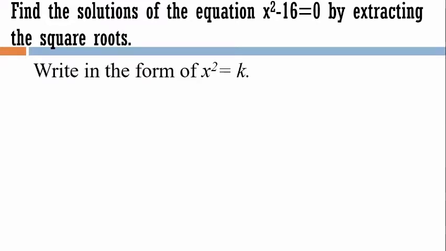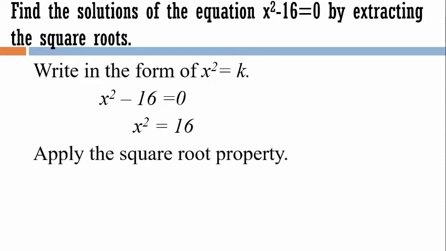Let's have another example. Find the solutions of the equation x squared minus 16 equals 0 by extracting the square roots. First we write the given equation in the form x squared equals k. That is x squared equals 16. Second, we now apply the square root property. Considering that k is greater than 0, we will have the positive negative square root of k. Take the square root of x squared. Then the positive negative square root of 16. We get positive 4 and negative 4 as solutions of the equation.